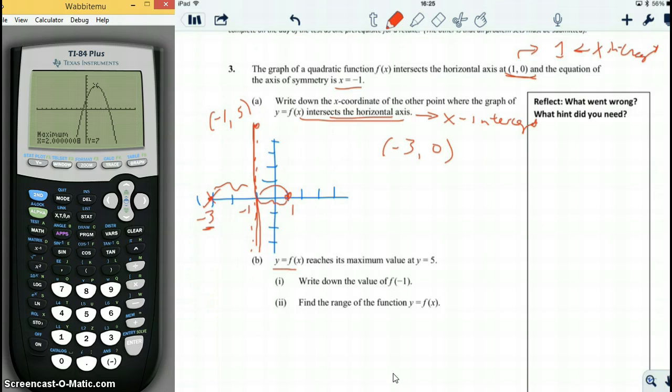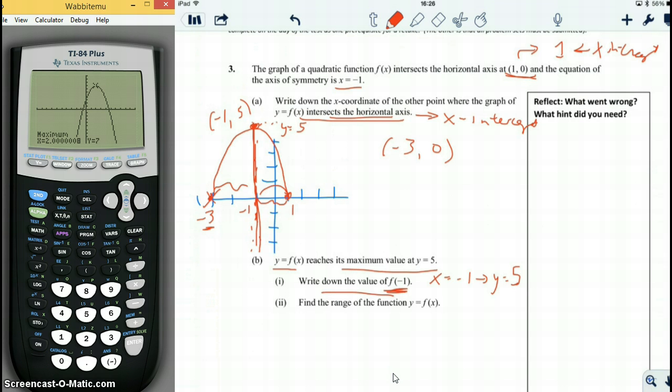Okay, y equals f of x reaches its maximum value at y equals 5. So that means along this line here, the y-coordinate of the vertex is going to be at y equals 5. So we're going to put that point here. So the parabola is going to basically look like this. Highest point here, vertex, and then it's got 2 x-intercepts at -3 and 1. Write down the value of f of -1. So when x equals -1, what does y equal? Well, they just told us it was y equals 5. They just want to make sure that you understand this notation.